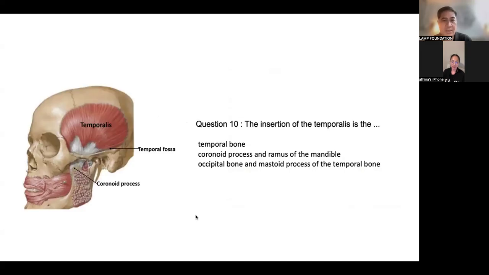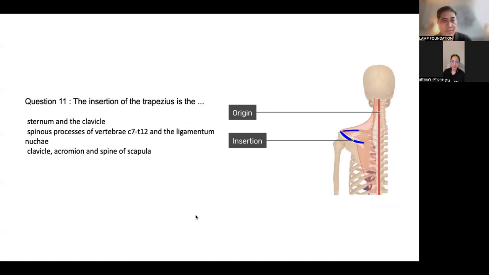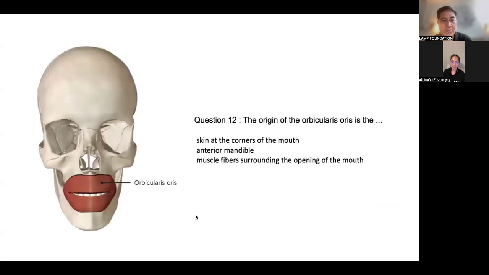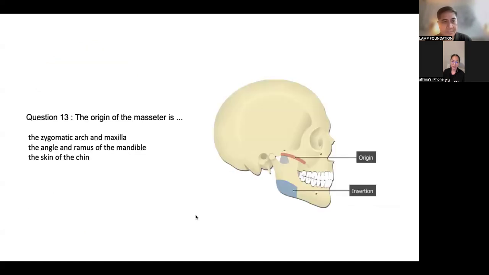Okay. Insertion of the temporalis is the coronoid process and ramus of the mandible. Insertion of the trapezius is the clavicle, acromion, and spine of scapula. Origin of the orbicularis oris is the muscle fibers surrounding the opening of the mouth.